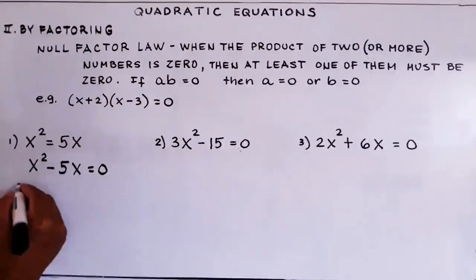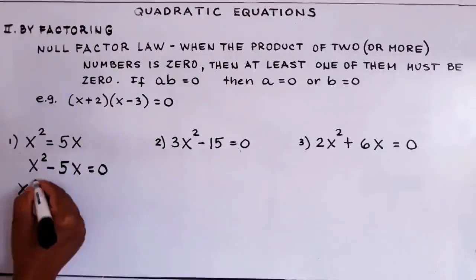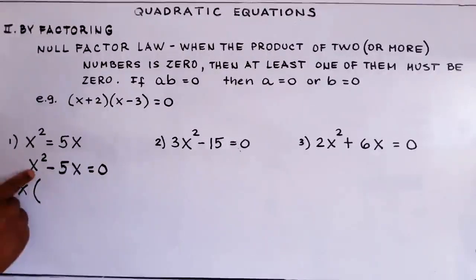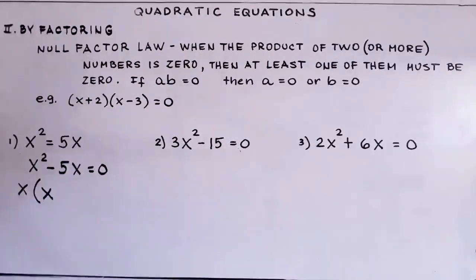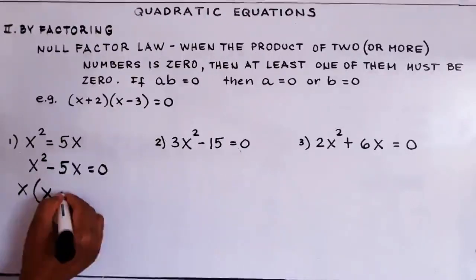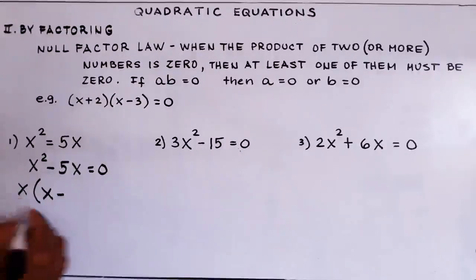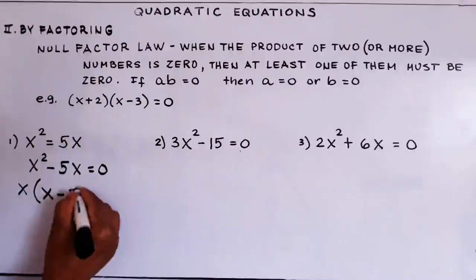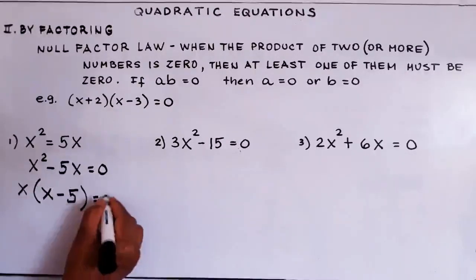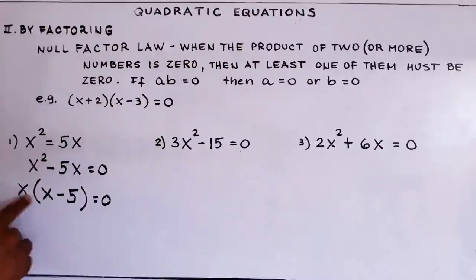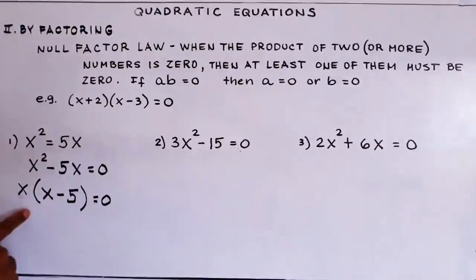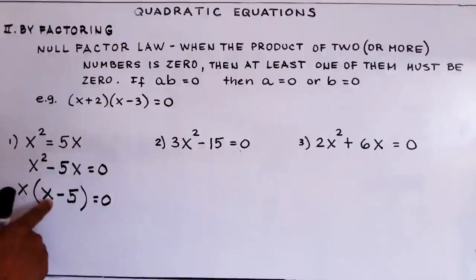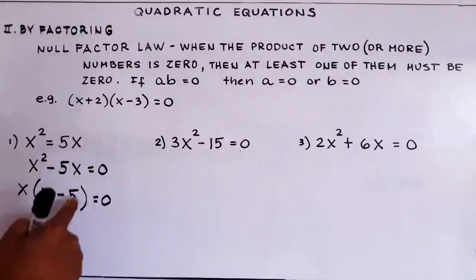So we remove the x here, we factor it, we extract it, and then x squared over x is x to the first power, minus 5x over x will give us 5, is equal to 0. So these two are the factors there, the null factor law. So we equate this one to 0, we equate this one to 0, and then we solve.